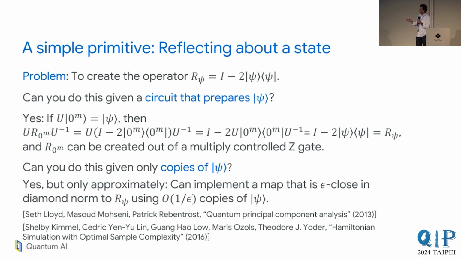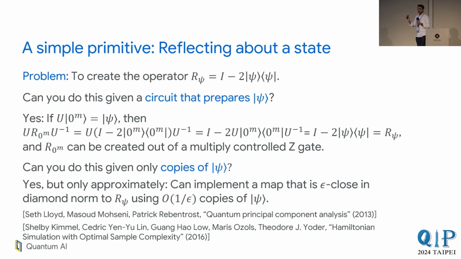And yeah, it kind of shows you also the difference in power between these two models, right? Having the circuit makes life real easy. You can exactly do the reflection with just 2 uses of the circuit. Whereas if you have copies, it degrades with the error, and so you need more copies to get better and better in error. So these two models really are different: copies of psi versus a unitary that prepares psi.